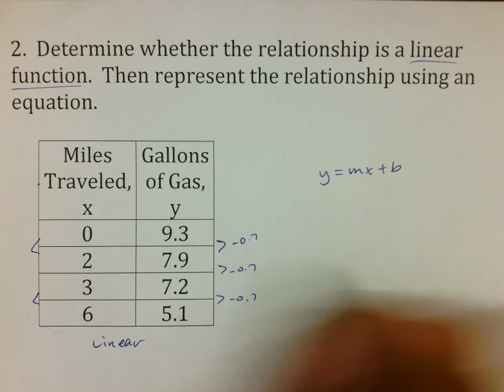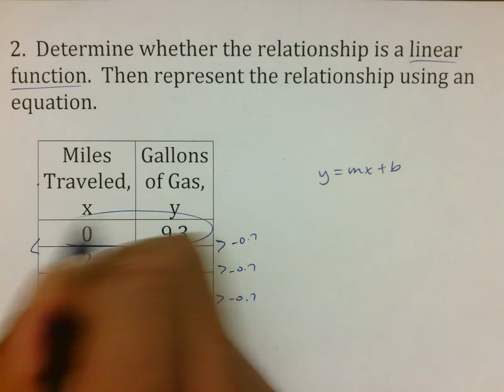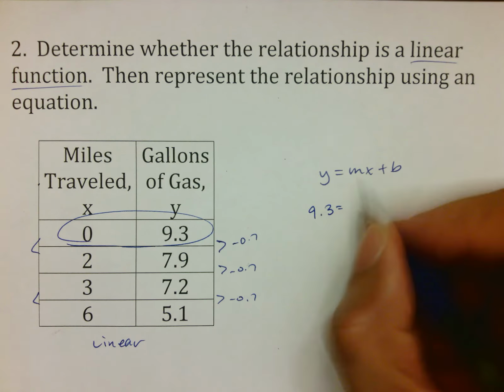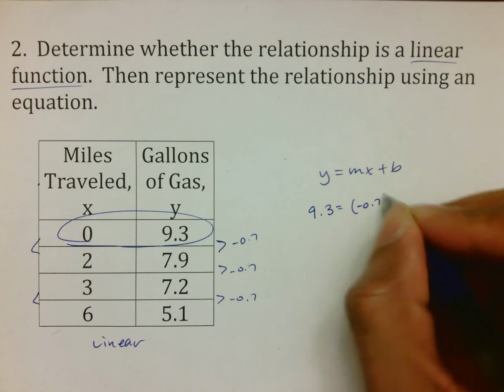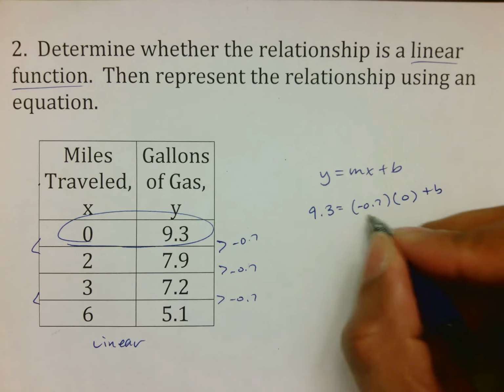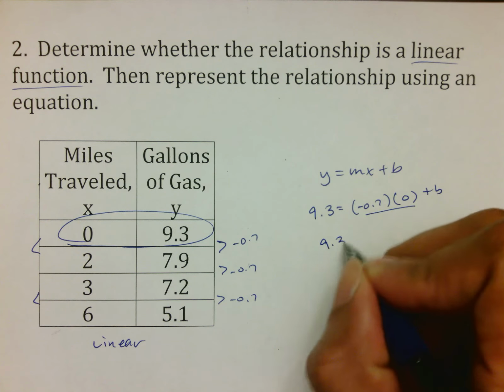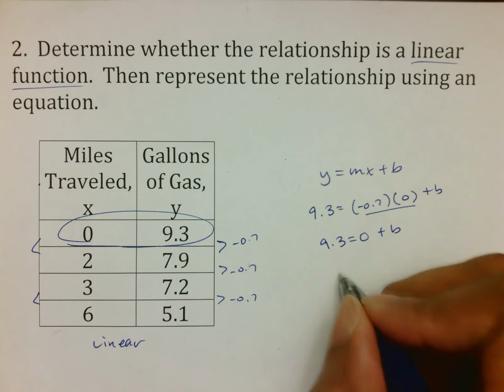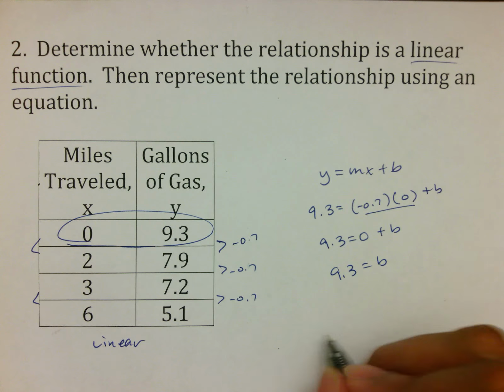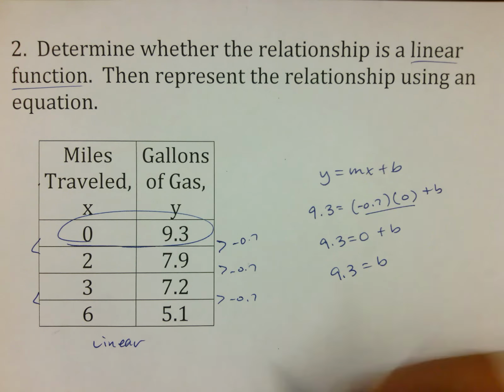Either way, what you do here is remember that you need to take one point, which is usually this one, take your 9.3 and plug it in, take your m, plug it in, take your x, which in this case is 0, and plug it in. That's good because anything times 0 is usually going to be 0, which means in the end it's just 9.3 equals b. And so we end up with, again, don't stop there because that's not the rule.